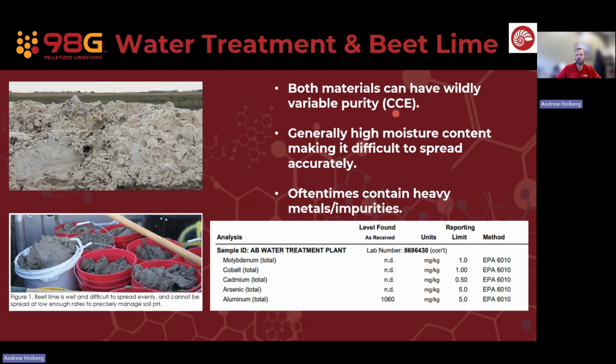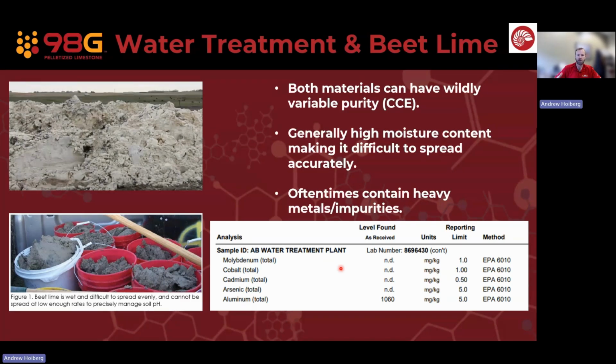They can also have very low purity, and then once you factor in the moisture content, it makes the effective purity very low. Also, they oftentimes contain heavy metals and impurities. So you can see aluminum is the one that we oftentimes see in the water treatment and beet sugar limes. That's also an addition, from the process standpoint, that gets added into these materials and ends up in the byproduct. We talked about how bad aluminum is for crops earlier in the presentation. So the last thing we want to do is apply aluminum out onto the field with these byproduct materials.